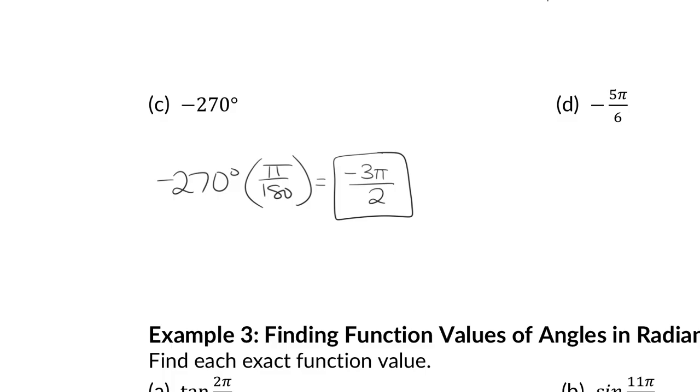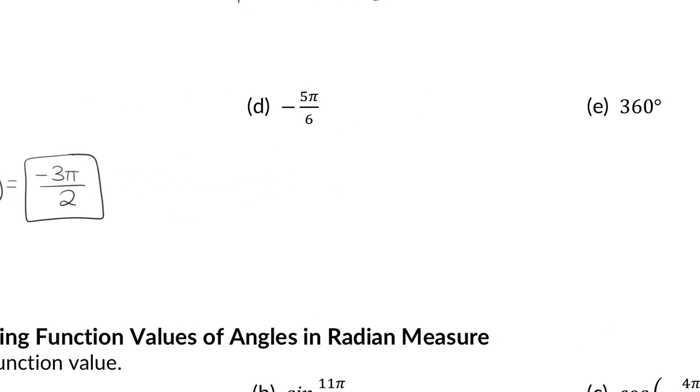Okay. What about converting negative 5 pi over 6? So this is in radians, since there's no degree symbol. So to get it in terms of degrees, we will multiply by the conversion 180 over pi. The pi's have to cancel. We can do this one sort of in our head. Pi's would cancel. Let's reduce those larger numbers.